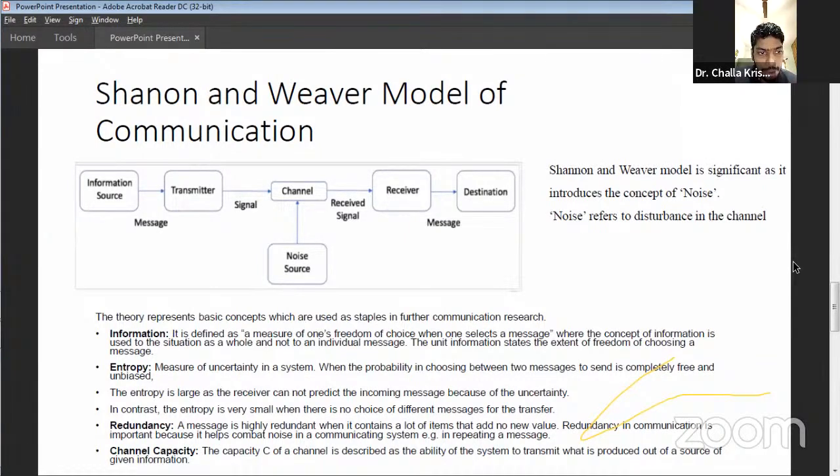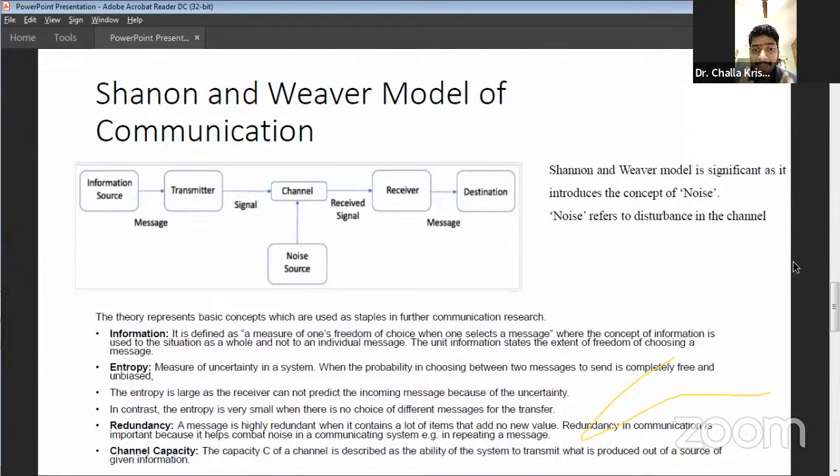So there's an information source, and then the message is transmitted through our vocal cords, and it goes through the channel. There's noise in the channel. The receiver receives it, and then the receiver tries to decode the message, and then gives feedback. But in the Shannon and Weaver model, the main focus is on the noise. Noise refers to the disturbance.